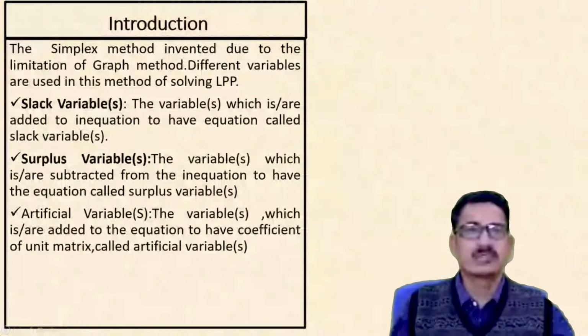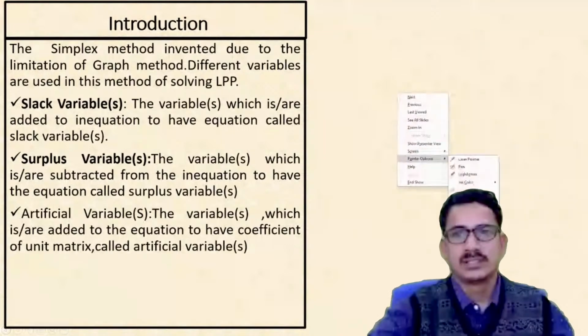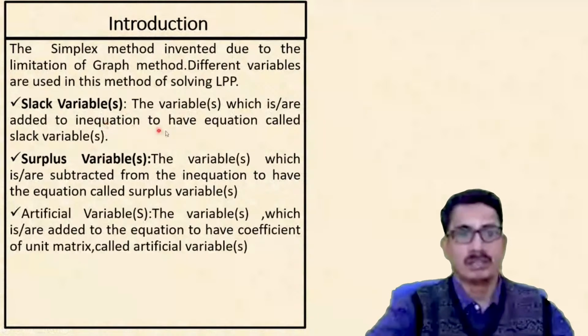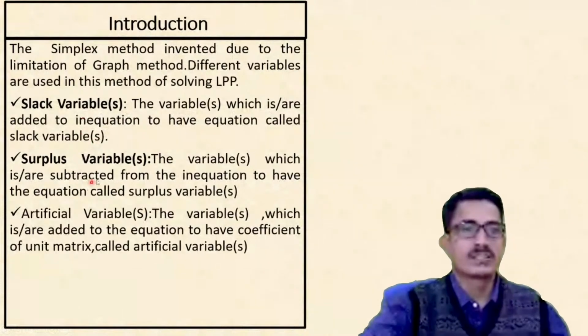But the simplex method says something different. Here you cannot directly make it equal. If the inequality is given, you have to make it equal by using some variable. The name of the variable is slack variable. The variable which is added to the inequation to have the equation is called a slack variable or variables. I've written variables because sometimes you use more than one variable. Then another variable exists, that is a surplus variable.